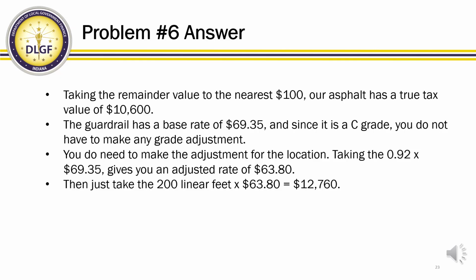As we work our way to the right, we're going to take that times our location multiplier of 0.92. That's going to give us an adjusted rate of $63.80. Next, we're going to take this adjusted rate times our square foot, or in this case, our linear feet. So we're going to take that times 200, and that's going to give us a replacement cost of $12,760.